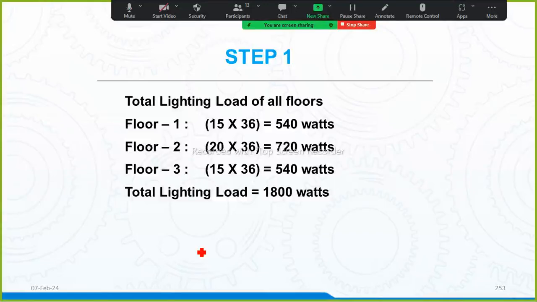Load KVA, it's a transformer, generator, UPS, they're all written in KVA. So we need to calculate the power source. Okay, so what are the first steps? Calculating the total load. So total load is nothing but first lighting load plus power load.